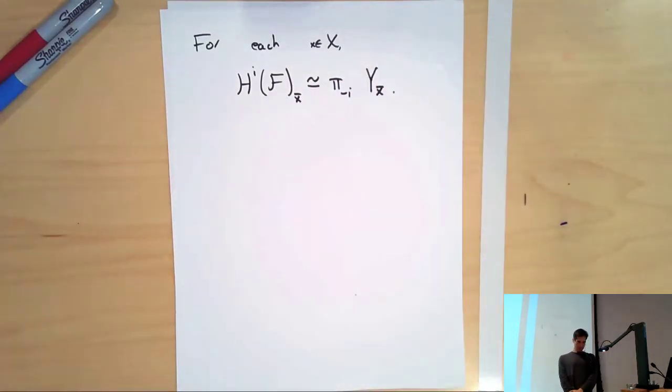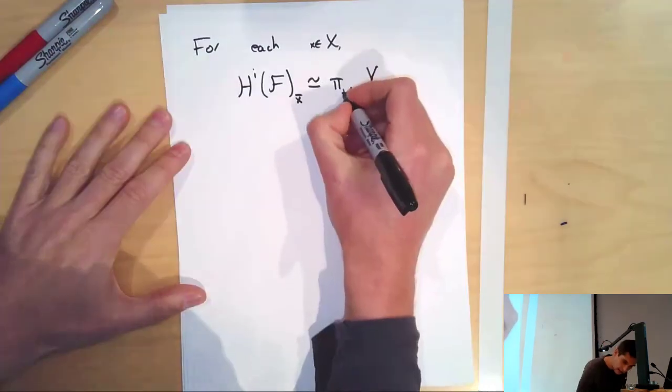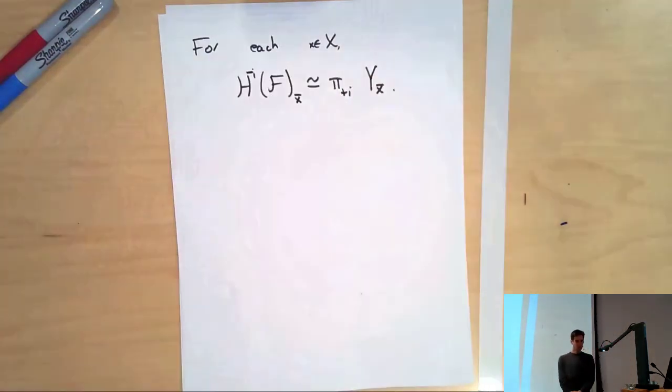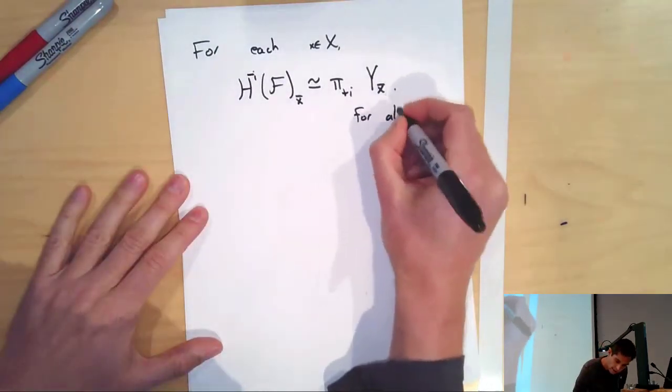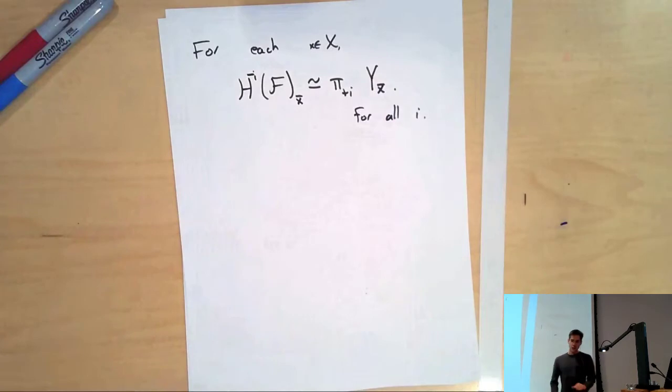And of course, I've said it in a way that maybe looks a little weird. This is not interesting if i is positive. This is interesting if i is negative. So the cohomology sheaves of F will be concentrated in negative degrees. Maybe I should write it like this. So this is for all i. So this is one feature that this construction should have.